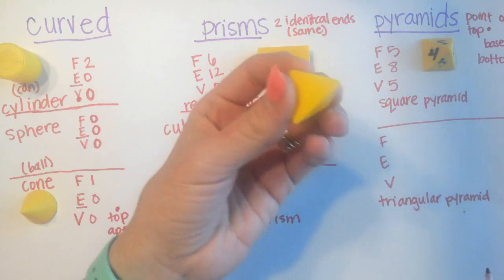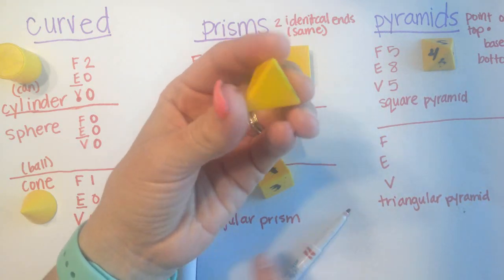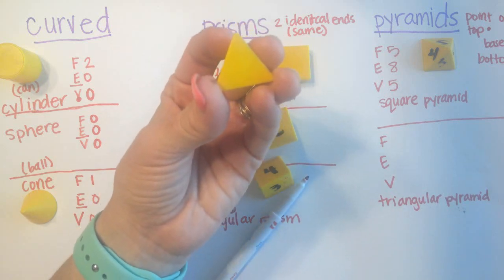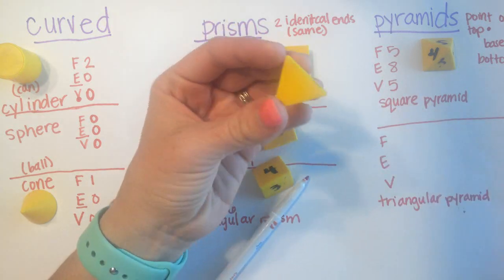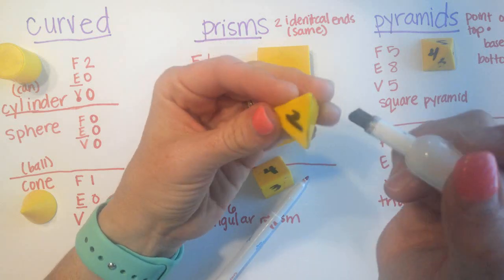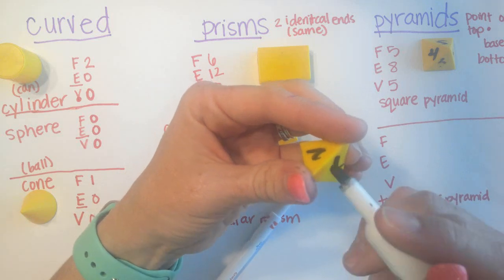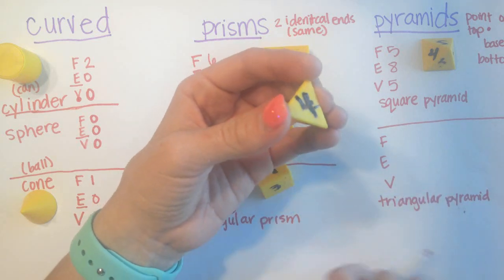Then I have my triangular pyramid. Okay, so I'm going to look at the bottom. It's a triangle. I have 1 here, 2, 3, 4. Okay, so there are 4 faces.